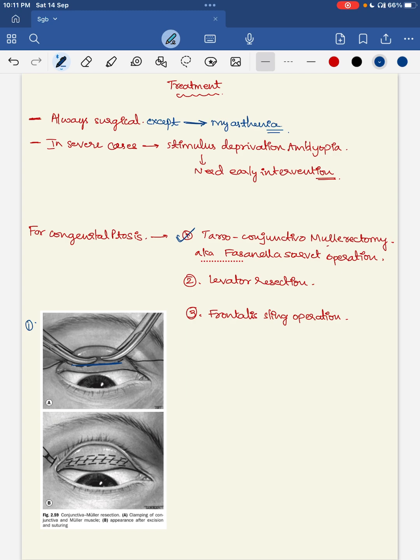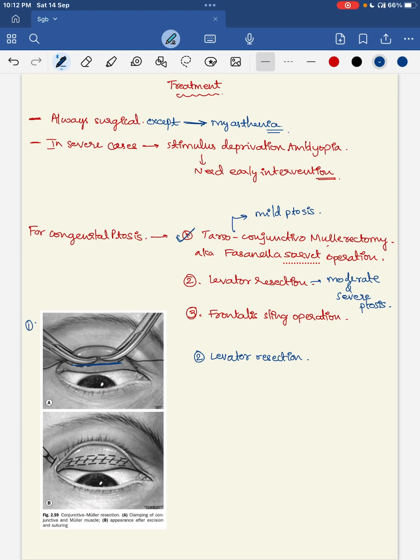The second operation is done for moderate and severe ptosis. I'm sorry, the first one is only for mild ptosis, and this one is for moderate and severe ptosis: levator resection, where a part of the LPS muscle is taken out. This needs some explanation actually.